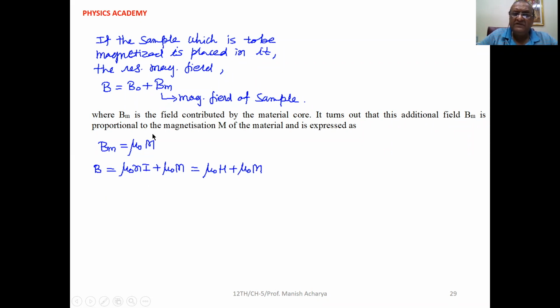Okay. This one you have to accept: the magnetic field of the sample is mu0 into M. Because experimentally we can observe this thing, the magnetic field is directly proportional to the magnetization of the sample. Now Ni is equal to H. So we can write mu0 H plus mu0 M. Clear up to this one?